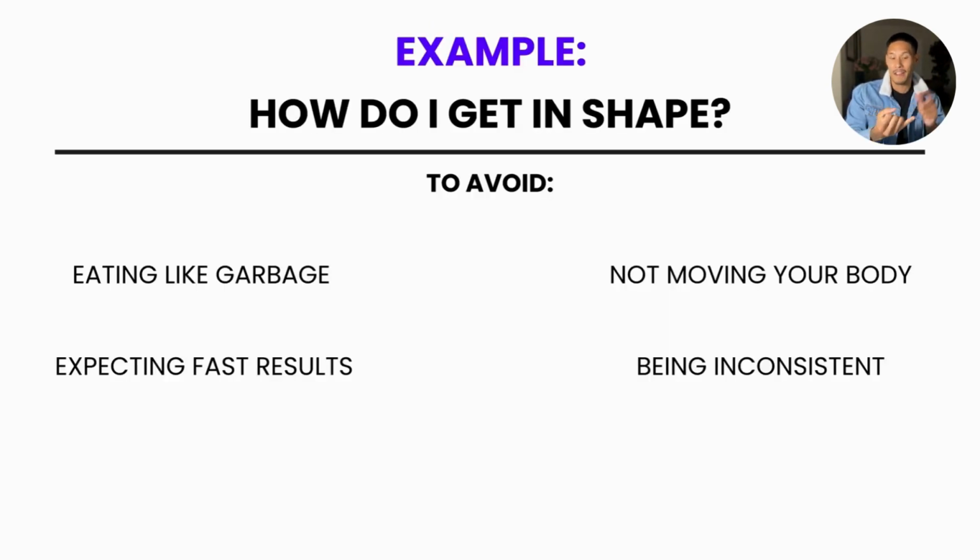And what you have is a happy, happy camper, because now you can take actionable steps. You're like, okay, if I need to avoid, go back. If I need to avoid eating like garbage, perfect. What's the opposite of garbage? Probably whole foods. If I need to avoid not moving my body, maybe I should just move my body. I don't care how I'm going to move it. I'm just going to move it. If I need to avoid expecting fast results, then okay, I need to expect that this is going to take a long time. And if I need to avoid being inconsistent, I simply have to keep at it.